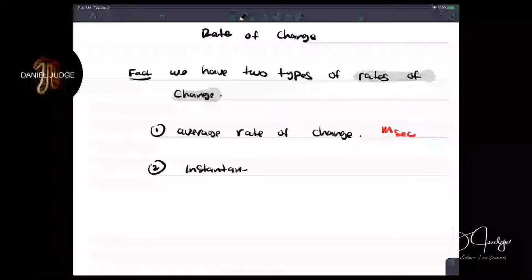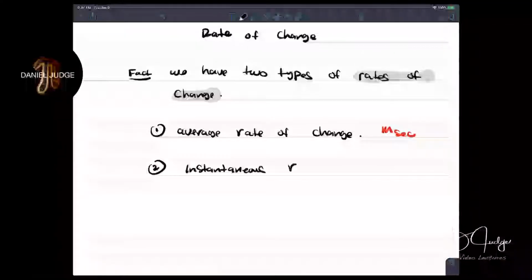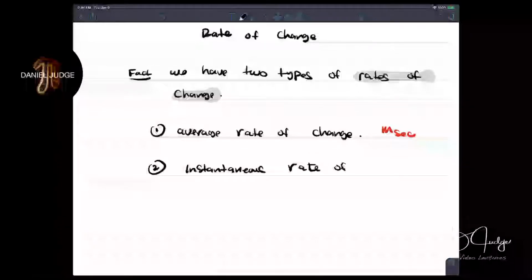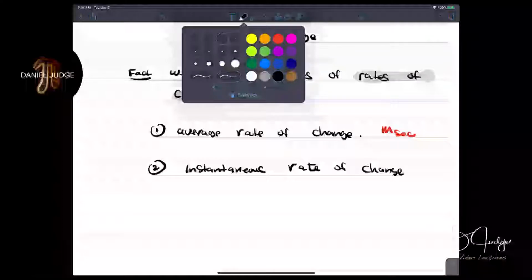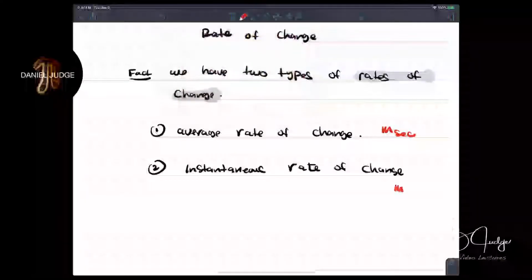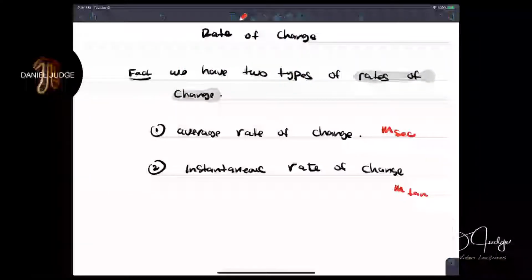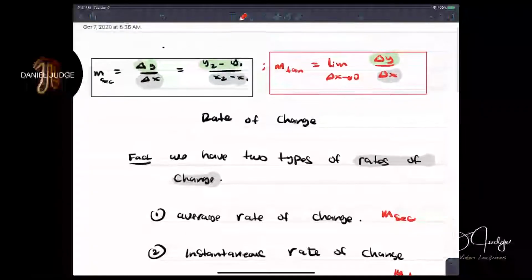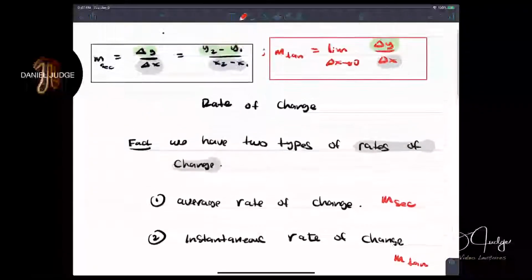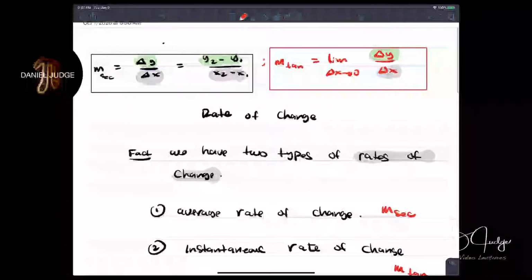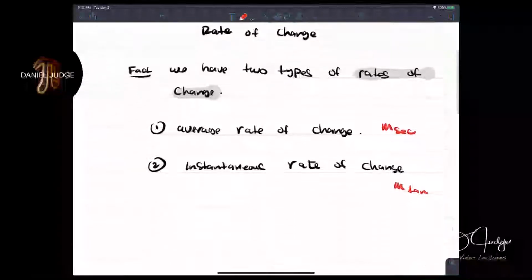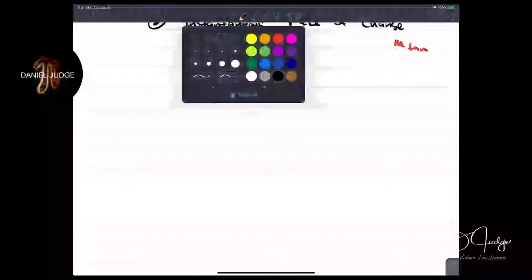We have the instantaneous rate of change. And you say, what's the instantaneous rate of change? Well, m tangent. So you have an average rate of change, and you have instantaneous rate of change. And so for a simple kind of example here, here's kind of what they'll say. Here's kind of what you can see.